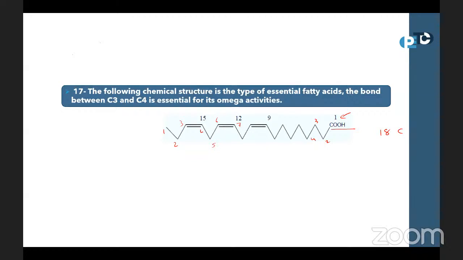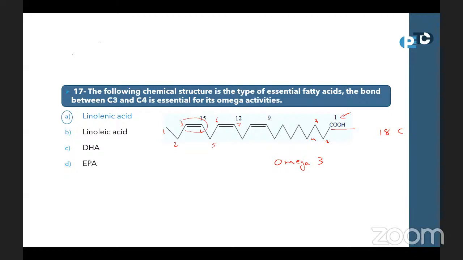For the omega system, we should see at which carbon the first double bond is present. The first double bond here is present at carbon number 3, or in between carbon number 3 and carbon number 4. So we call it omega 3. This fatty acid is an omega 3. Which of them? Linolenic acid, linoleic acid, docosahexanoic acid, or icosapentanoic acid? A. Linolenic acid, while the others are omega 6.